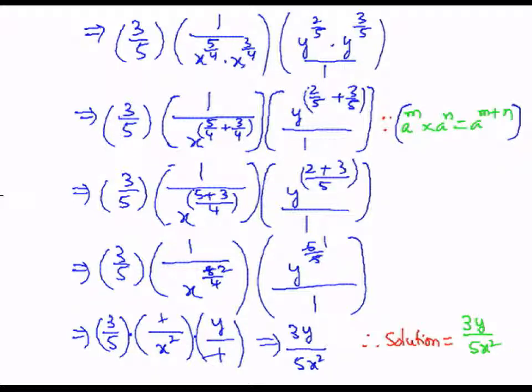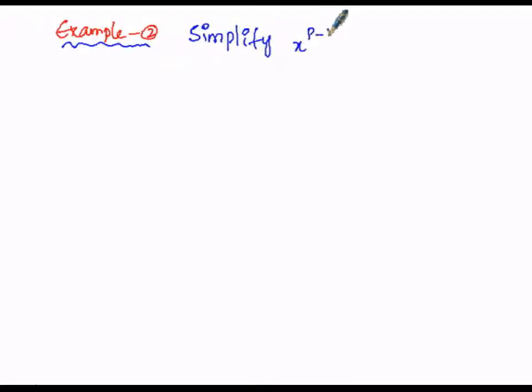Given. Then now let us go for the next example, that is example number 2. So in our example number 2, let us simplify x to the power of p minus q whole to the power of r into x to the power of q minus r whole to the power of p into x to the power of r minus p whole to the power of q.